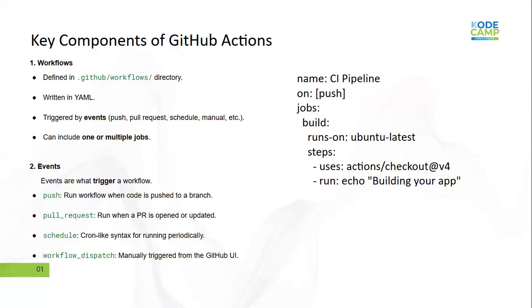So you're not the one maintaining a server. Ubuntu latest means that you pull the latest Ubuntu image and use it for the server. Then there are the steps. These steps determine each particular action that you want it to do under this build. Then let's go to the next one.